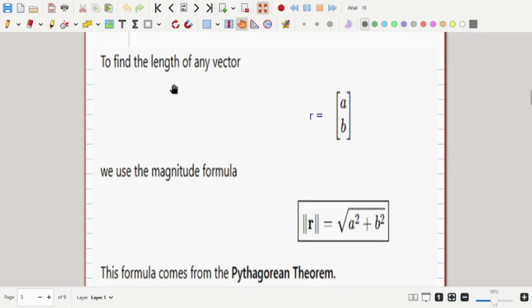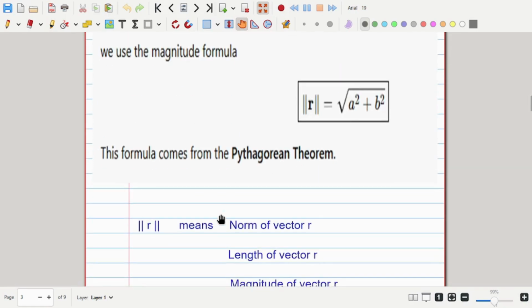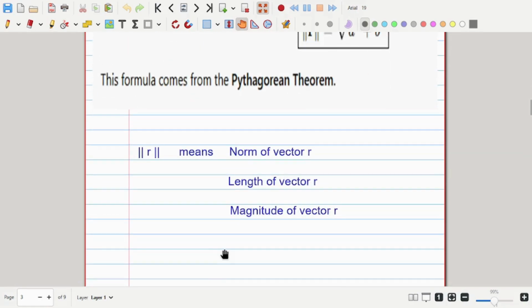Then how to find the length of the vector? R is a column vector with a first entry A and second entry B. Then the magnitude formula is norm of vector R is equal to square root of A square plus B square, and this came from the Pythagorean theorem.